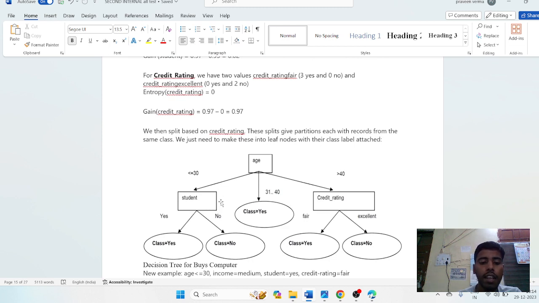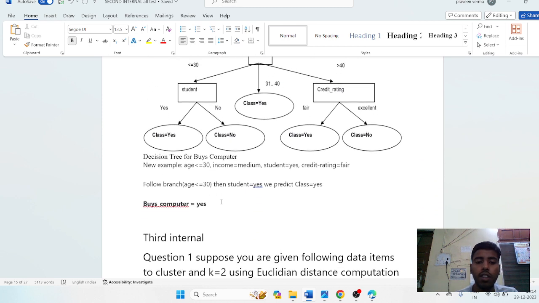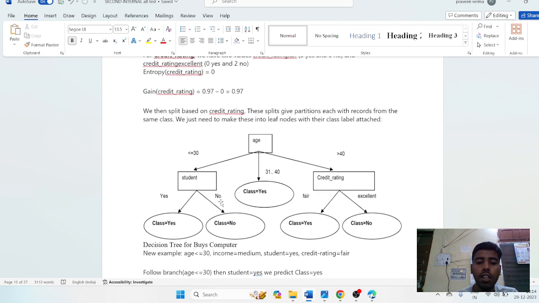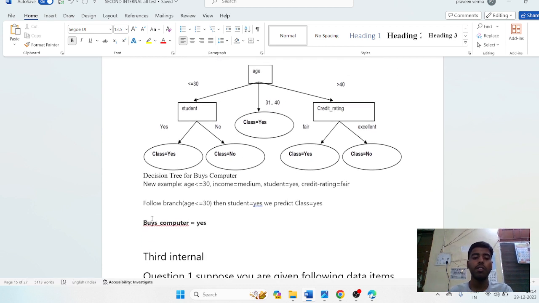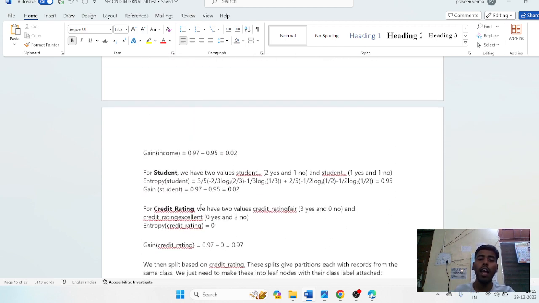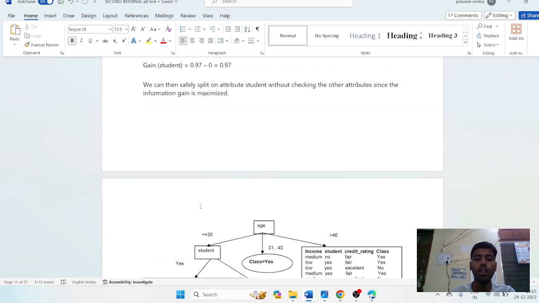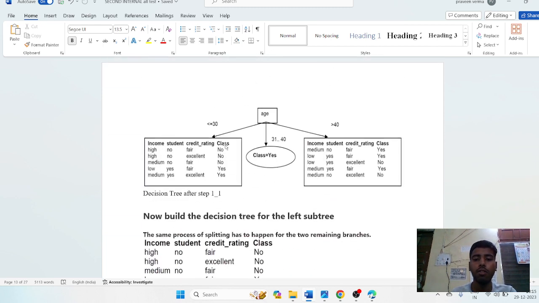Now we consider credit rating as the node after the student node. After the third iteration, the decision tree looks like this. This is the final decision tree which we obtained from this table. So keep the important points here. Decision tree for buys computer, new example: age less than 30, student yes, credit rating fair. Following the branch age less than 30, then student yes, we predict class yes. Buys computer yes. So I hope you understand the question solving, the formula and the method. Thanks for watching my video. Thanks a lot.